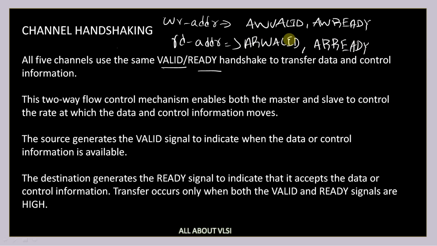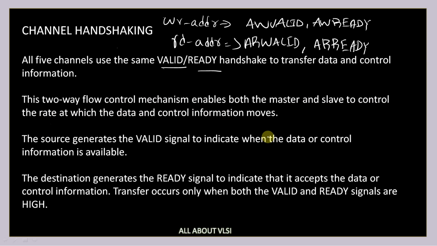So whatever the 5 channels we have in our AXI, we were using these 2 signals, valid and ready handshake signals, for transferring the data and control information. With that only we come to know that our data has been successfully transferred or not. Basically, this two-way flow control mechanism enables both the master and slave to control the data rate at which the data and the control information moves.